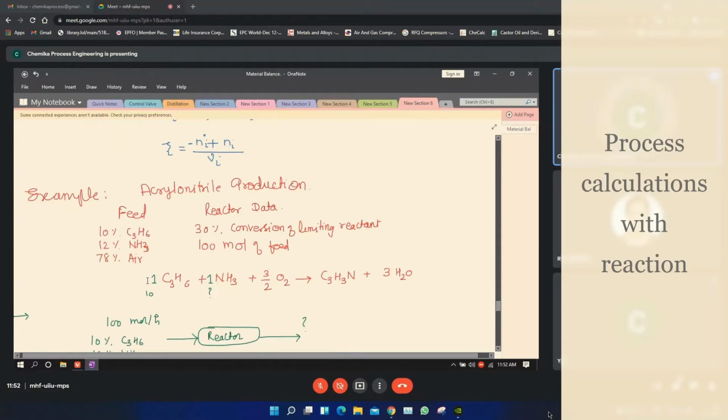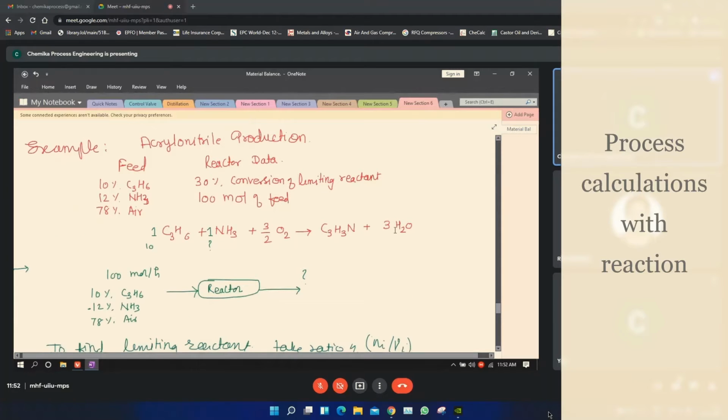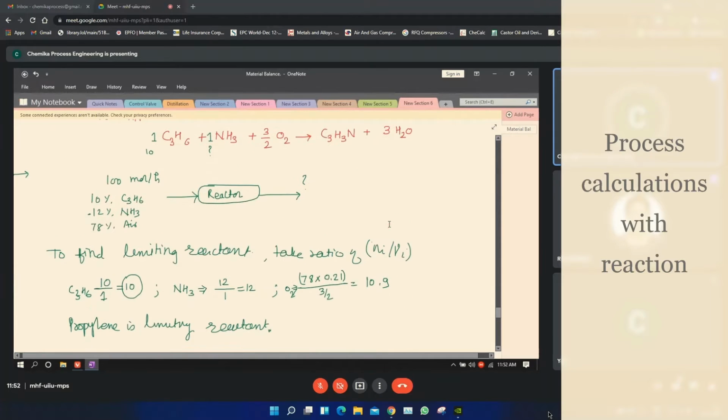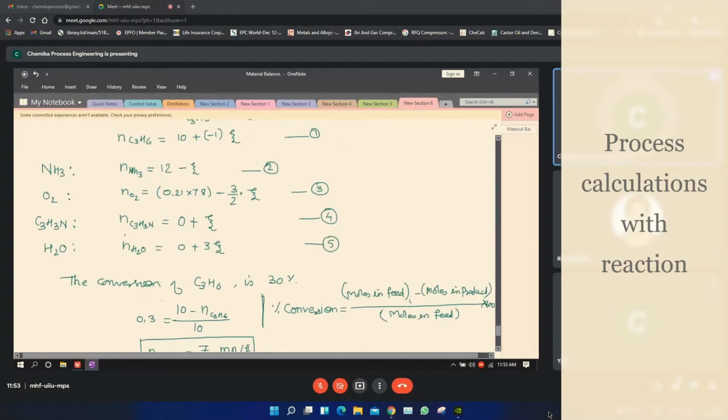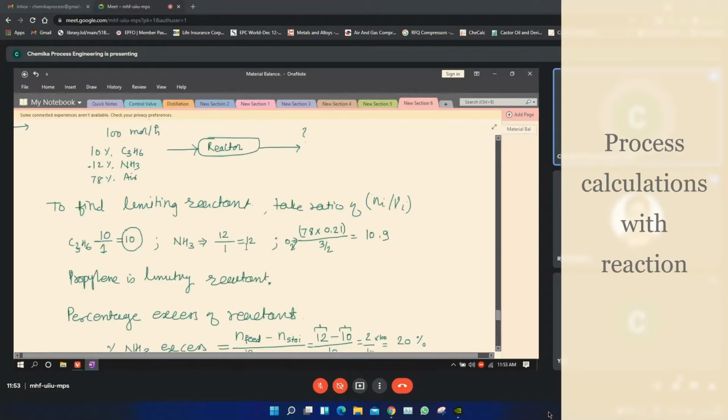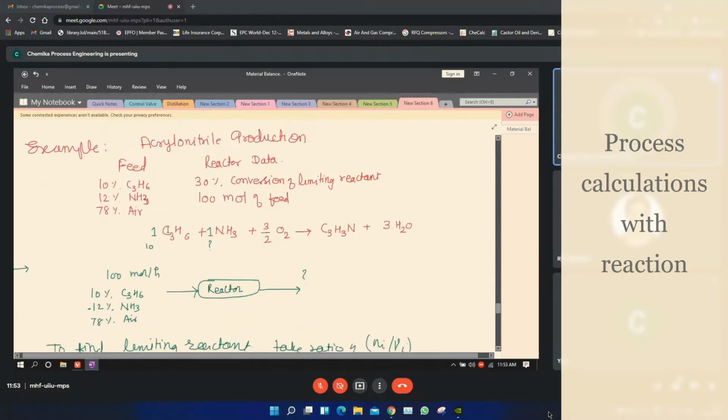And 1 mole of propylene produces 1 mole of acetonitrile. In the product stream, we will have 3 moles of the acetonitrile since 3 moles of the propylene are reacted, right? And 1 mole of propylene produces 3 moles of water. So 3 moles reacted, which means we have this 9 moles.